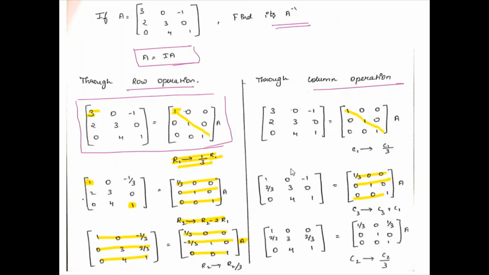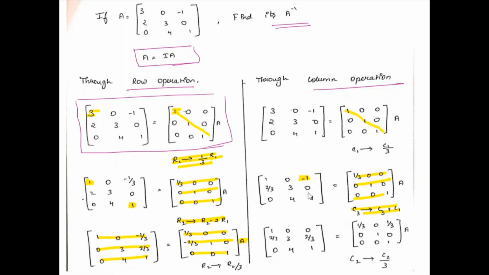Here A12 is already 0, so we should convert only A13 into 0. It is present in the third column, so C3 implies C3 plus C1. Here C3 is minus 1 and C1 is plus 1. So when we add both, it becomes 0.